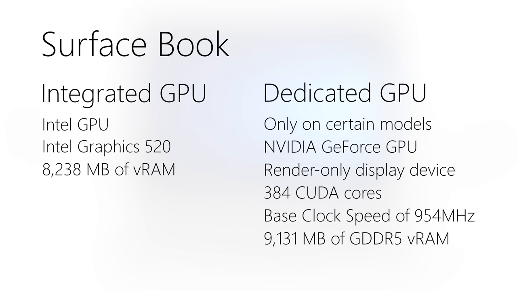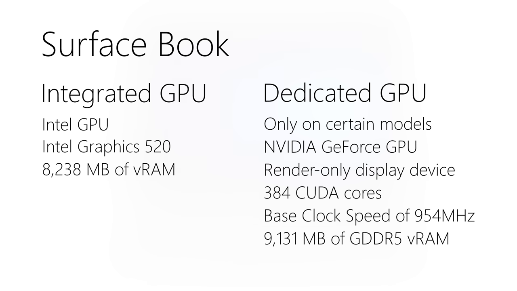This unique dGPU is an NVIDIA GeForce graphics processing unit made exclusively for the Surface Book. This NVIDIA dGPU is a render-only display device, meaning it'll only be used for graphics-intensive tasks including, but not limited to, video editing, creating high-res digital art, or gaming.